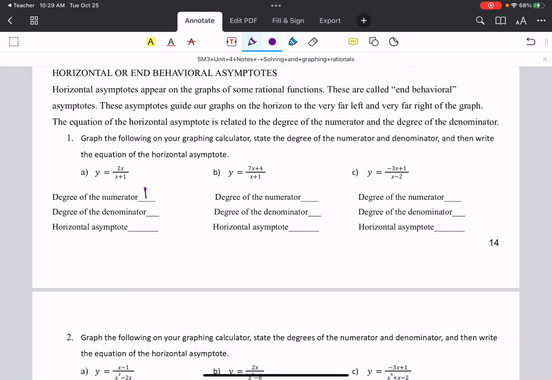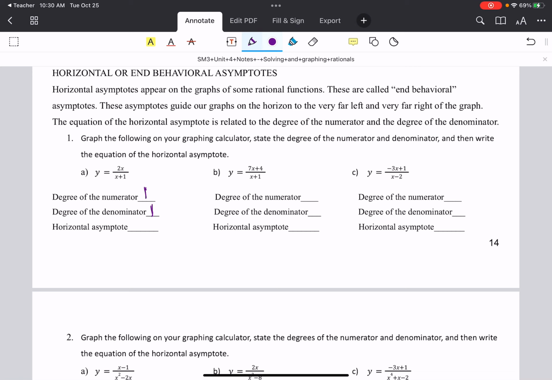What is the degree of the denominator? 1. On your calculators, where is the horizontal asymptote? Where are your end behaviors approaching? Use your trace button. Go to the line, see where it's approaching.